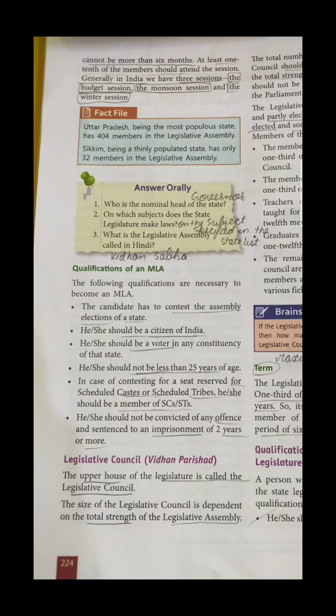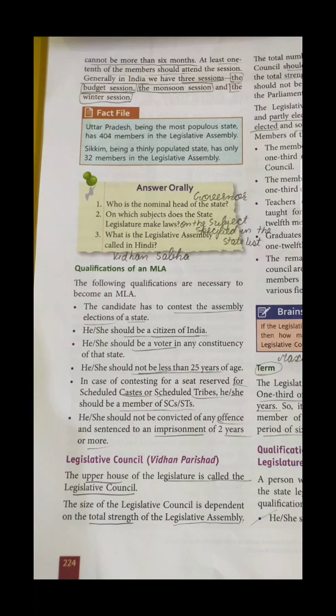Okay, so if a candidate is contesting the election on a reservation quota, whether for a scheduled caste or scheduled tribe, make sure that he belongs to that particular category. Only then is he eligible to be selected from this reserved quota. Moving further, he must not be involved in any kind of offense, and no prejudice must be there for a person who wants to be an MLA.